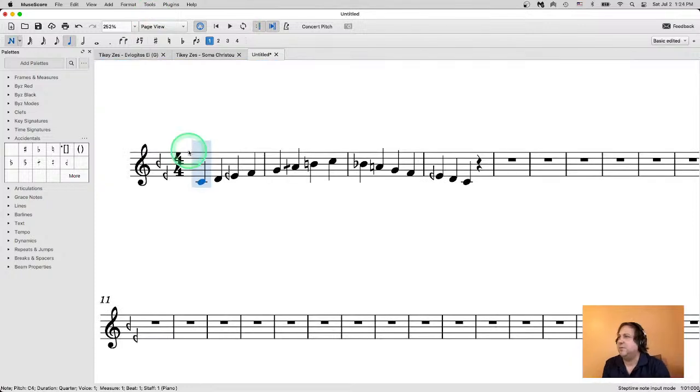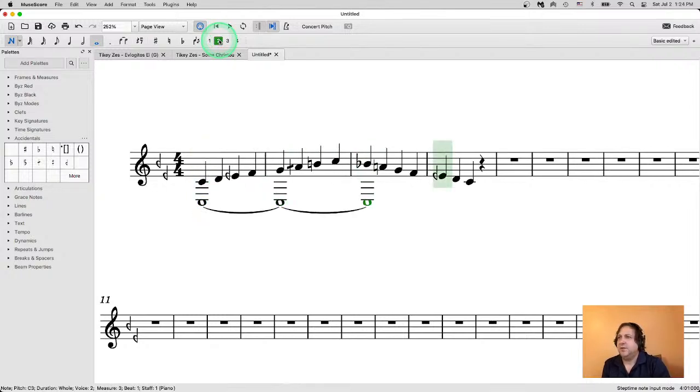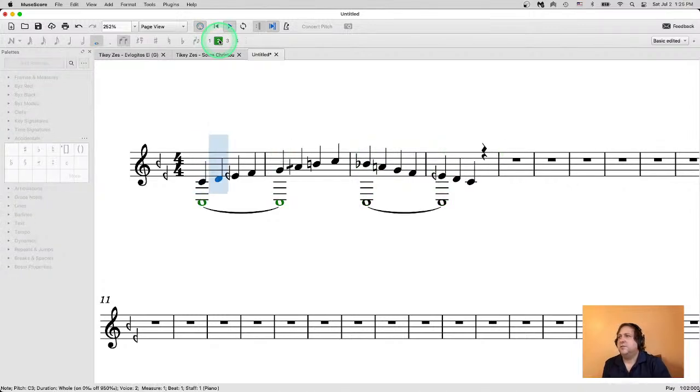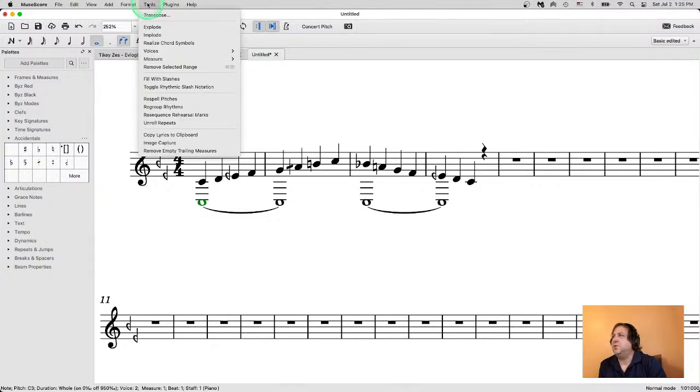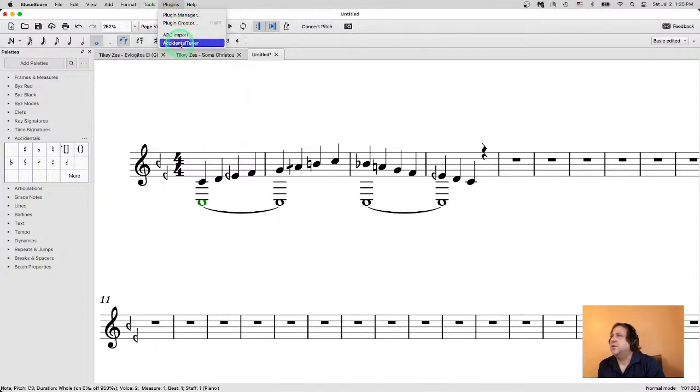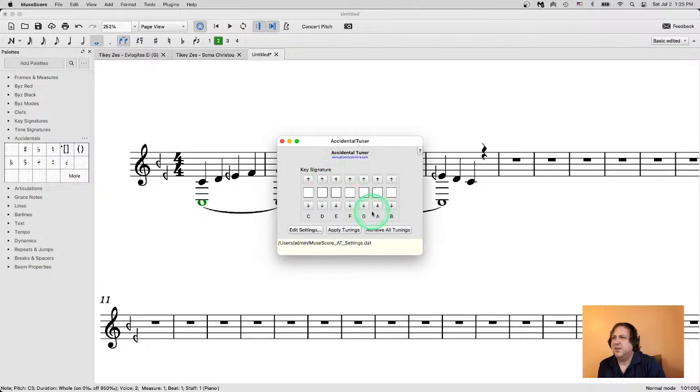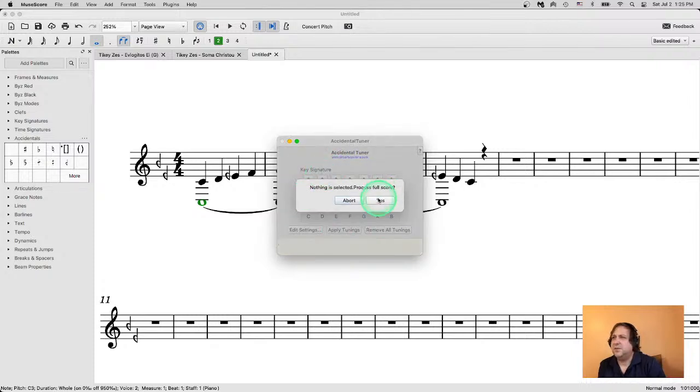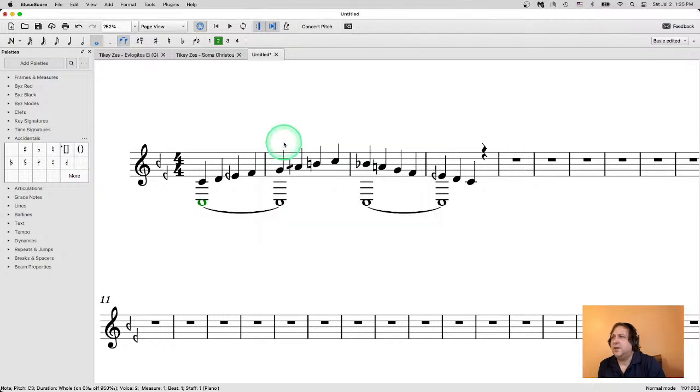And actually, you know what I'm going to do? I'm going to give you a C a couple octaves below so that we, yeah, like that. So this is without the tuning changes. So now what we do is we go to accidental tuner and we apply tunings. Now hopefully that worked.